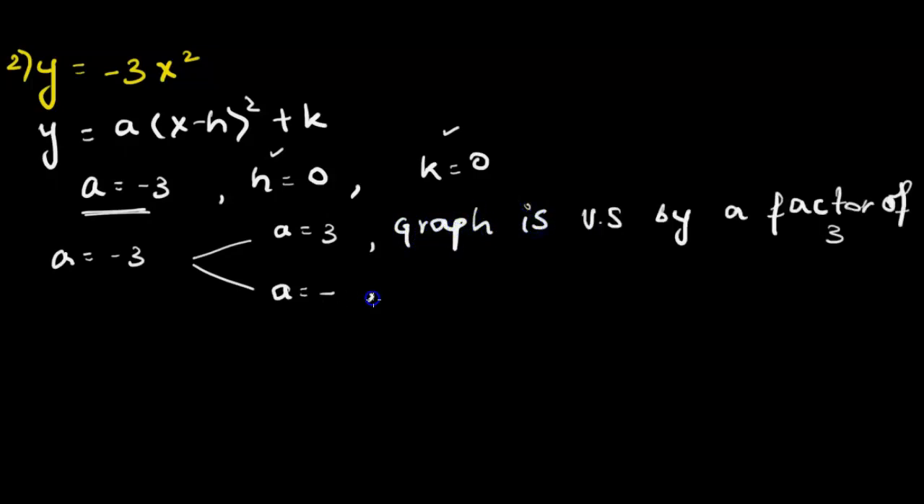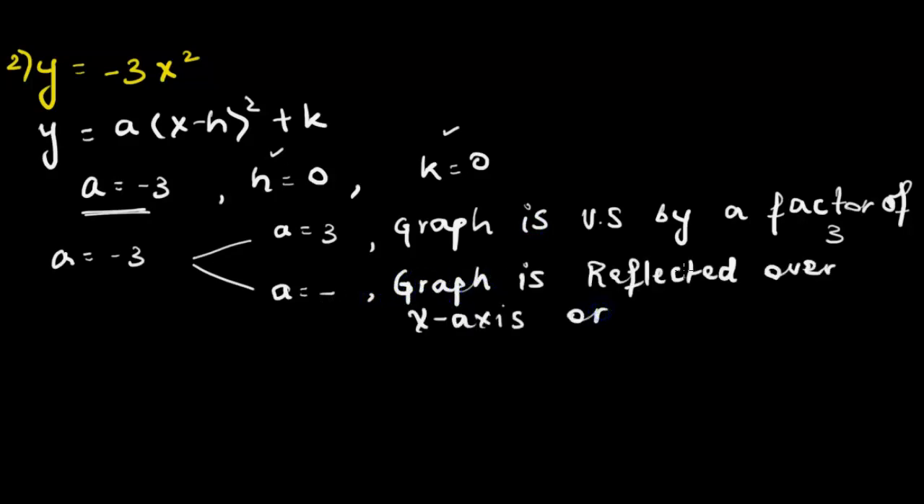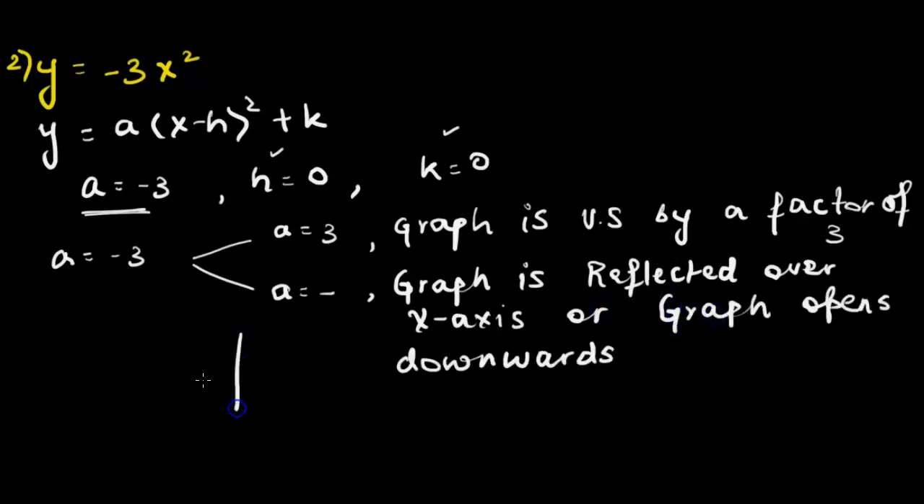And a is negative means the graph is reflected over the x-axis, or we can also write down that the graph opens downwards, because reflecting over the x-axis means instead of looking like this, the graph is going to look like this, and this means the opening is downwards. And that's it for this particular question, because we do not have any h or k, so we don't have to describe any of those.